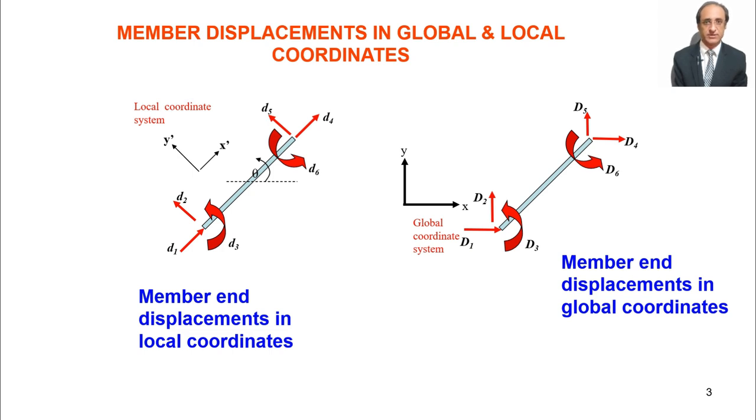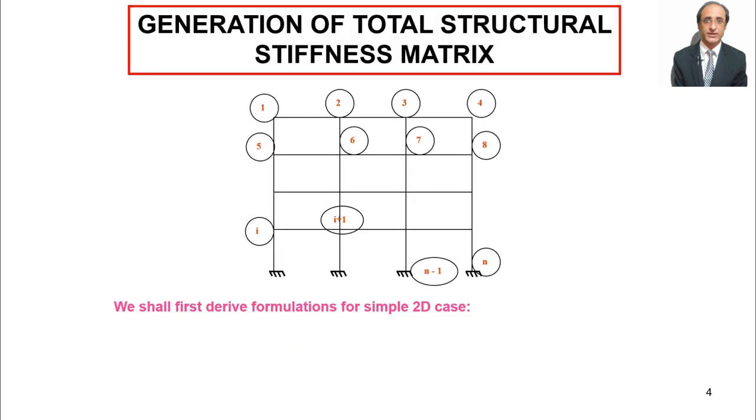That is, here what is D3? D3 is essentially the rotation. And if we are referring to the global coordinate system, then we'll use the uppercase letter. Of course, for this case, this D3 and this D3 are the same.